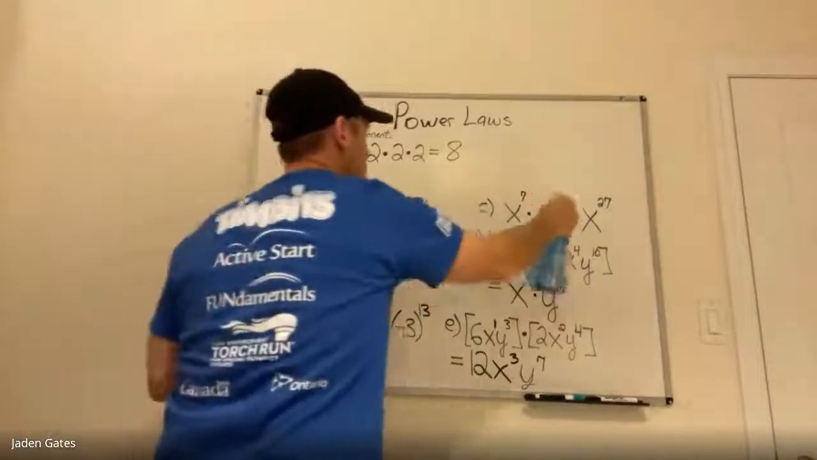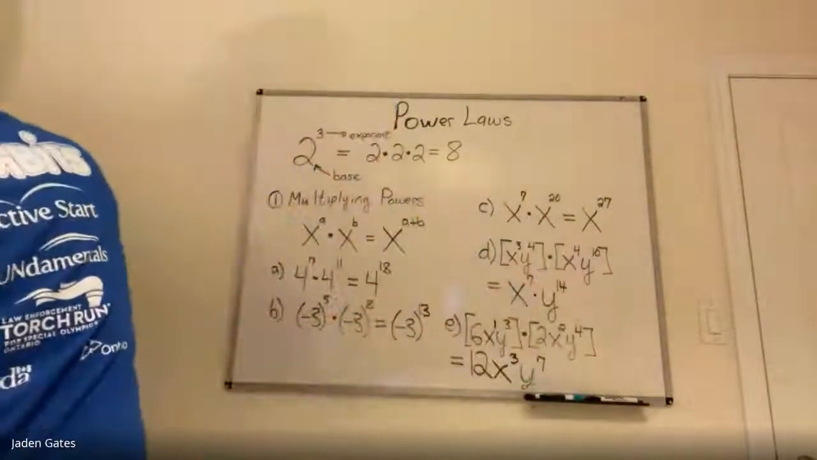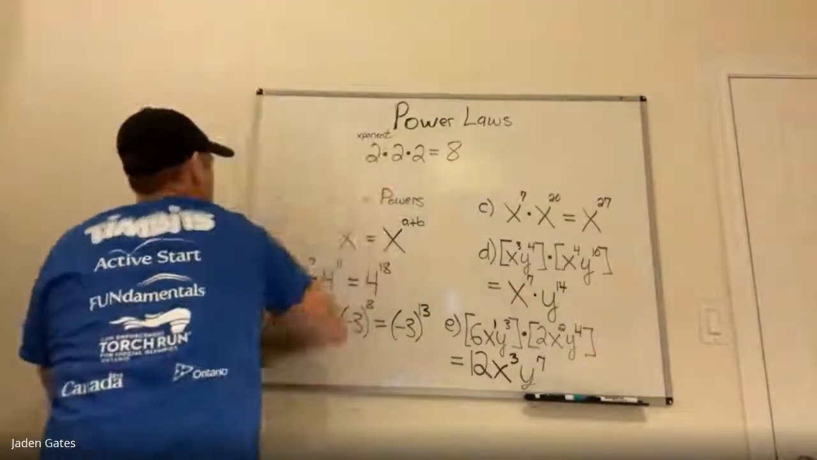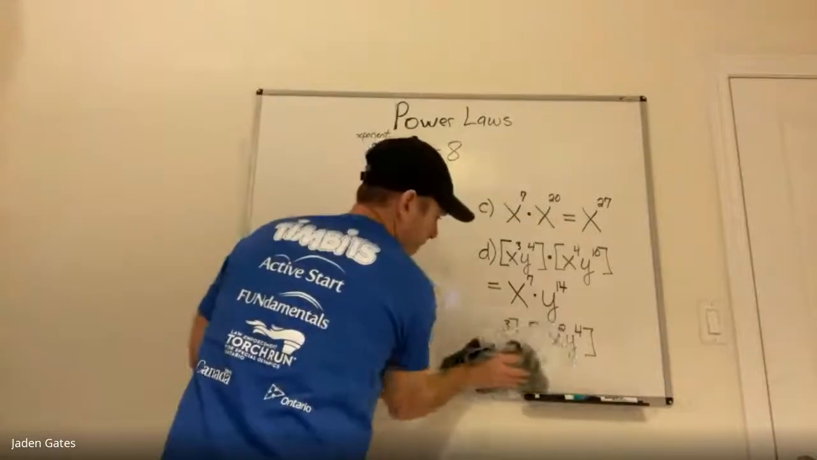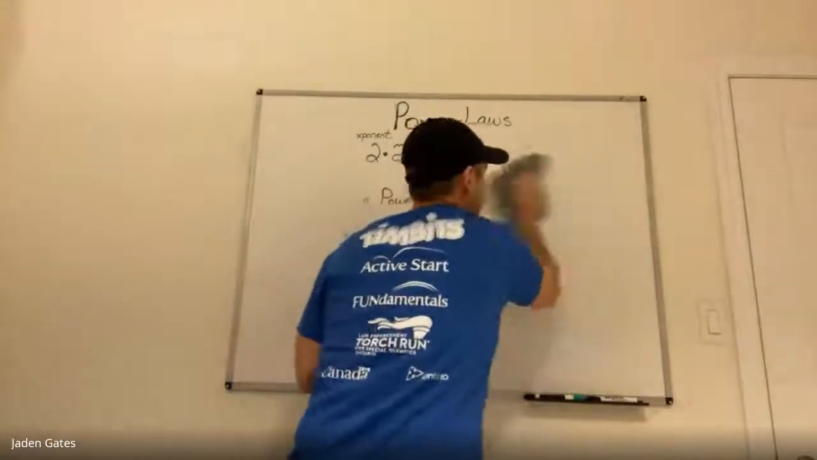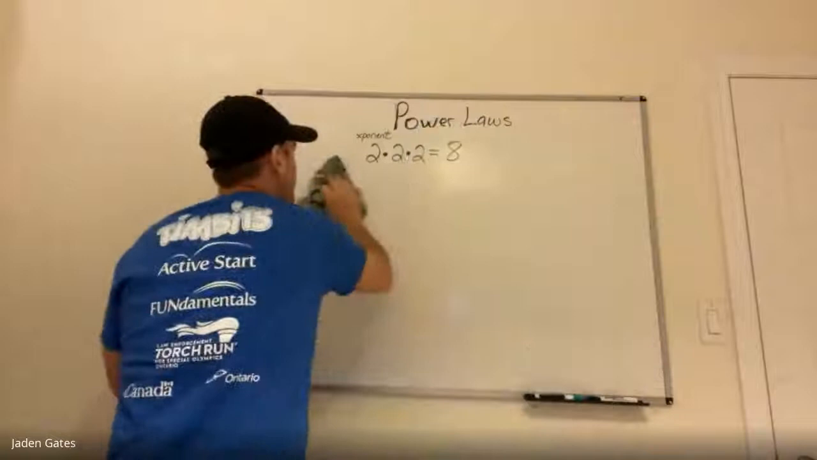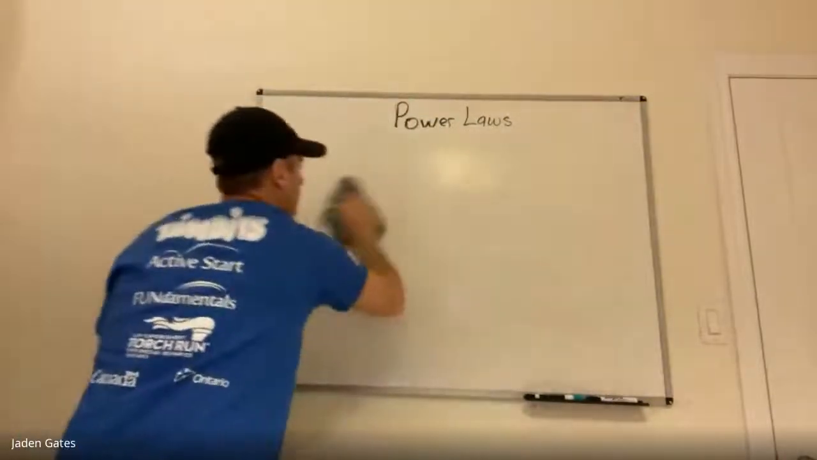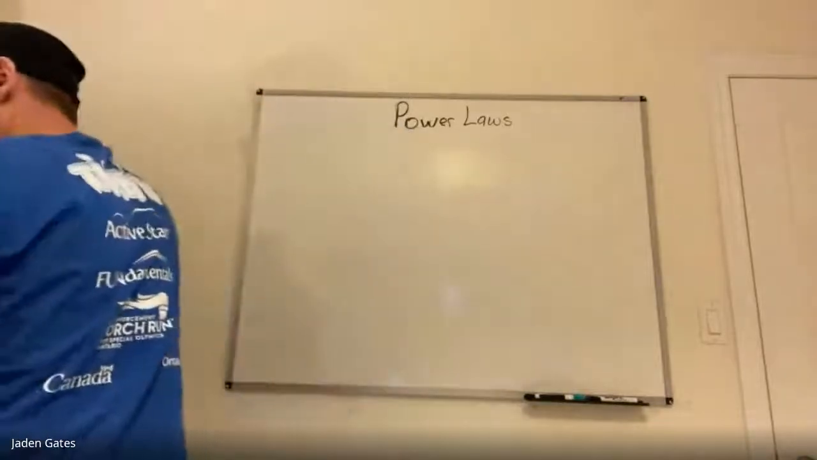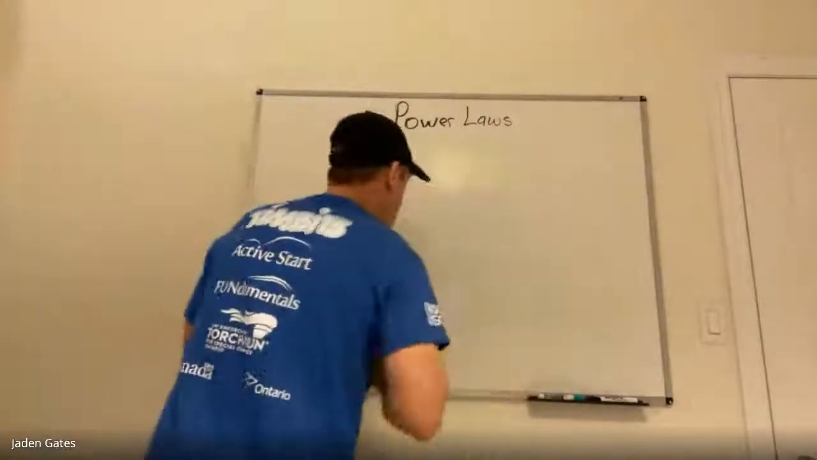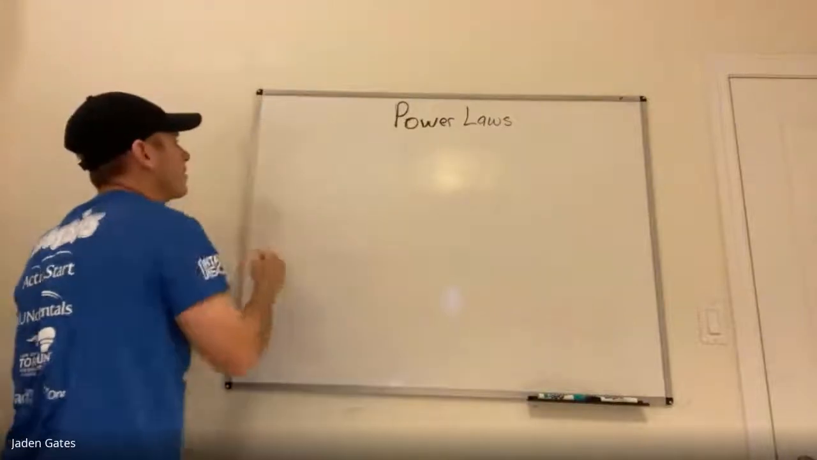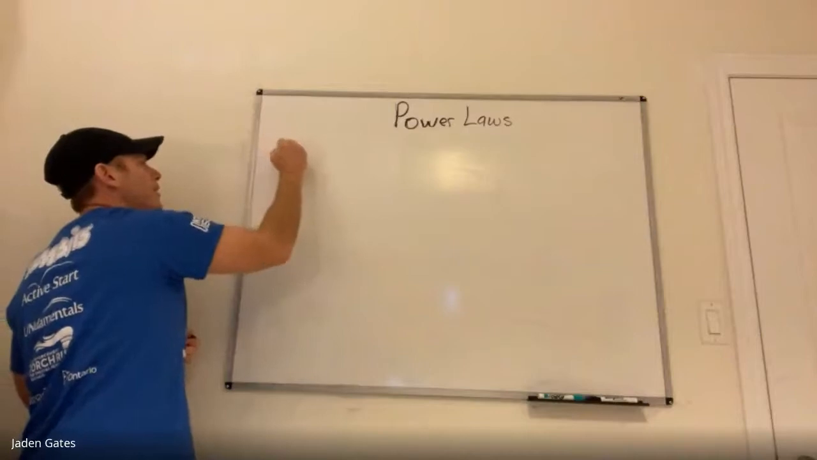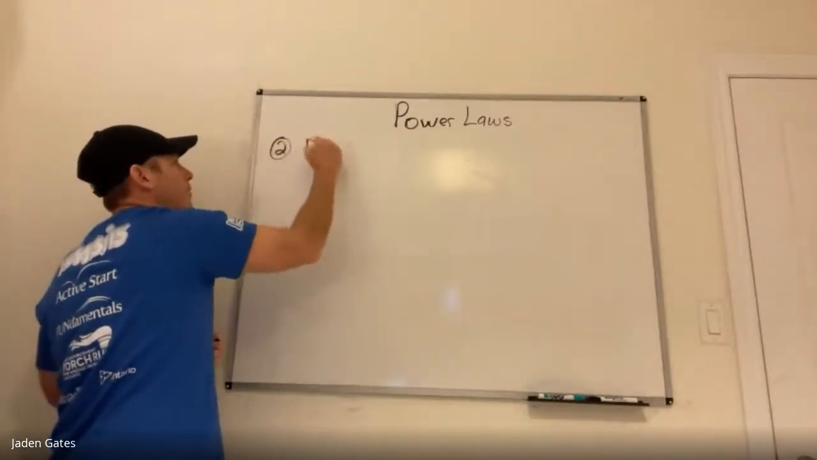And of course, if we're doing multiplying powers, the next one's got to be dividing powers. All right, so let's see here. Like I said, next rule, because we're doing four in this class. All right, so rule number 2, like I said, is dividing powers.